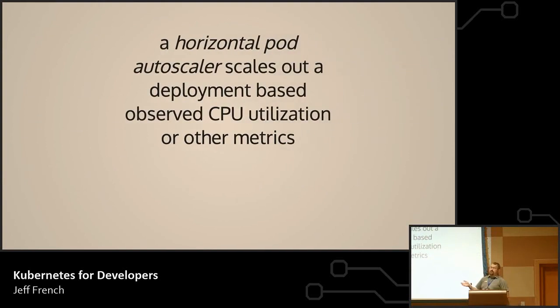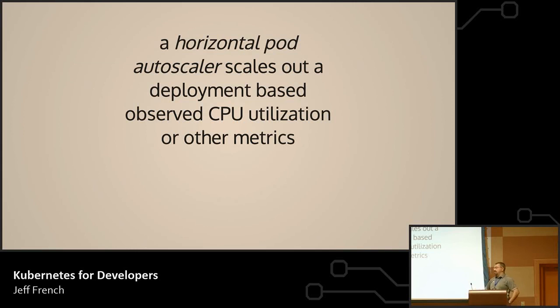So I promised we would get into scaling. Here we are. The horizontal pod autoscaler scales out a deployment based on observed CPU utilization or other metrics. CPU probably being the most common one. You could also do memory. You can also now do custom metrics with Prometheus and things like that, where you can define almost any metric or API you want it to hit, even external things, and based on the results of some API call, this horizontal pod autoscaler will handle scaling your pods horizontally.